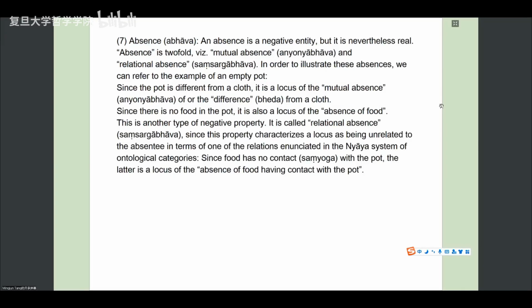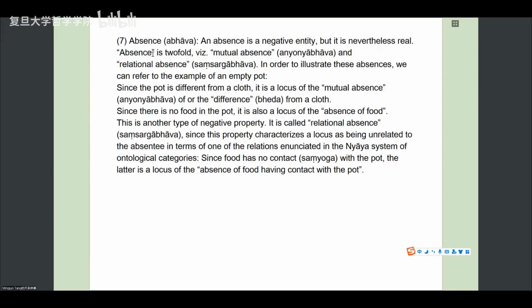This will be very important for this talk. The category absence, which you don't have in early Nyaya, but in later Nyaya you have it. And also the Navya-Nayayikas assumed it as a category. Absence, abhava. An absence is a negative entity, but it is nevertheless real. Something which the Buddhists, of course, would never have accepted.